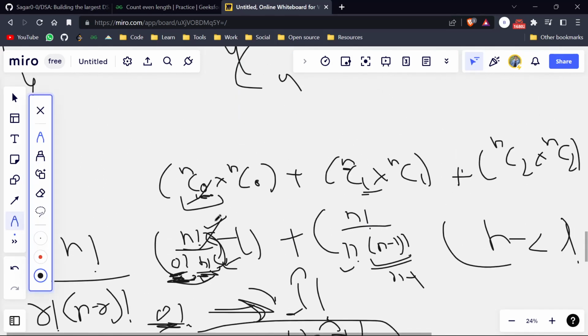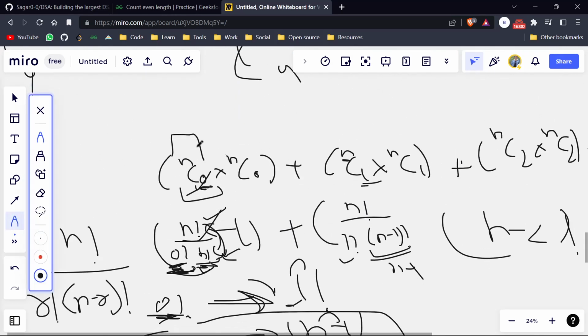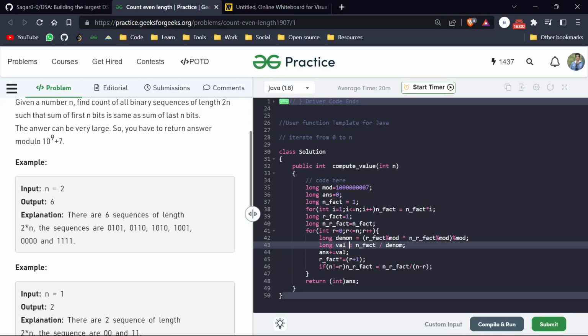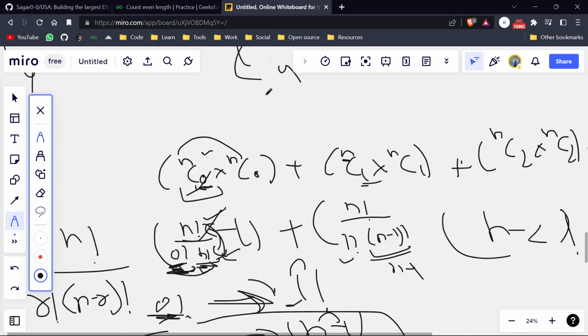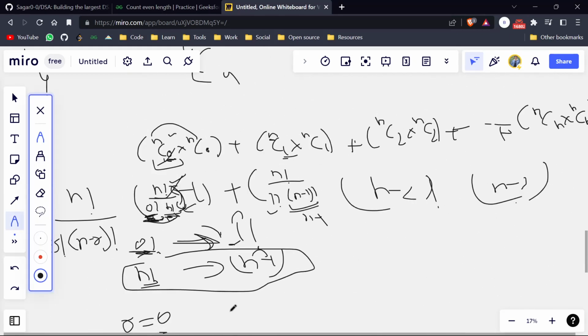So you can just see here, we are finding NC0, but we also have to add our NC0 into NC0. So we have to add NC0 square. Here we have to multiply the value, because that is the obvious thing. I just missed it out.